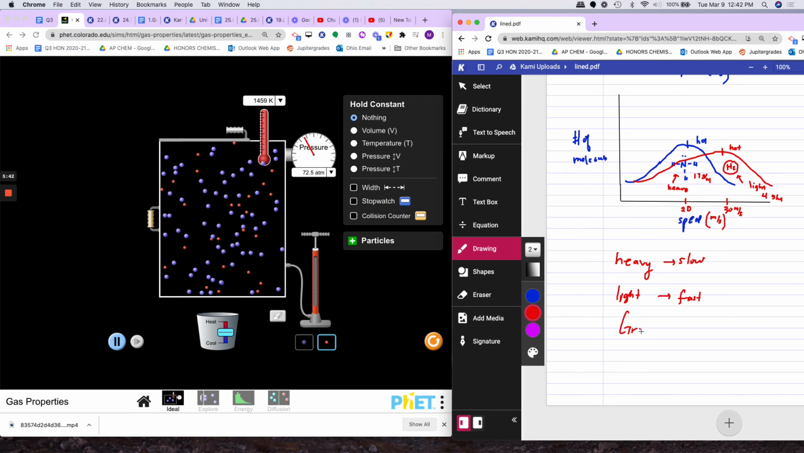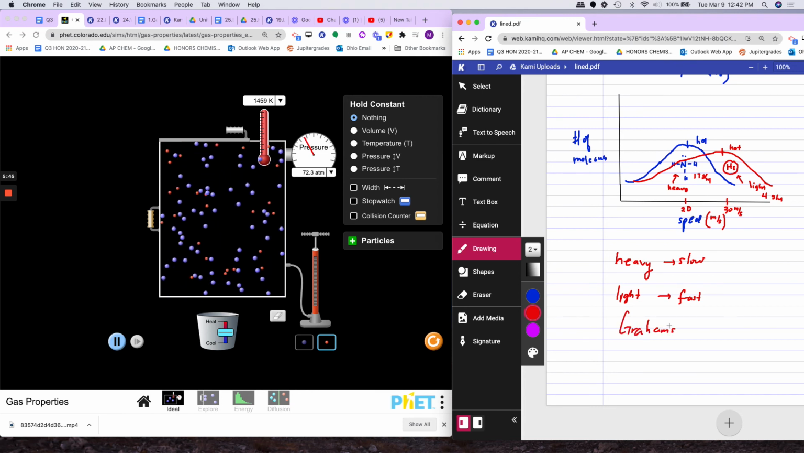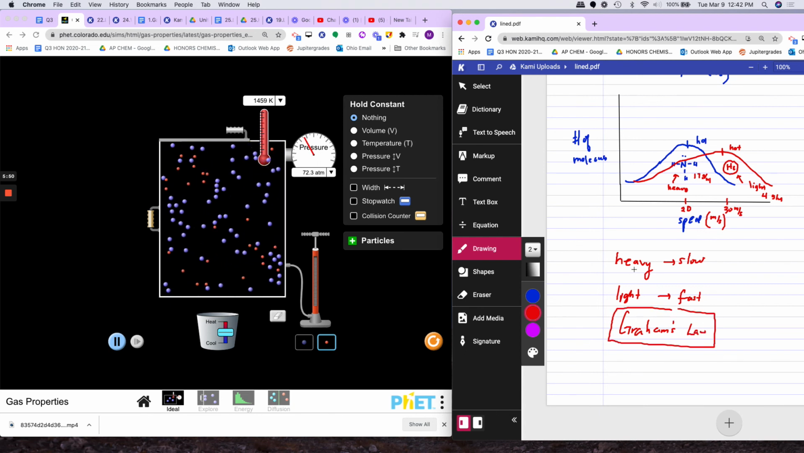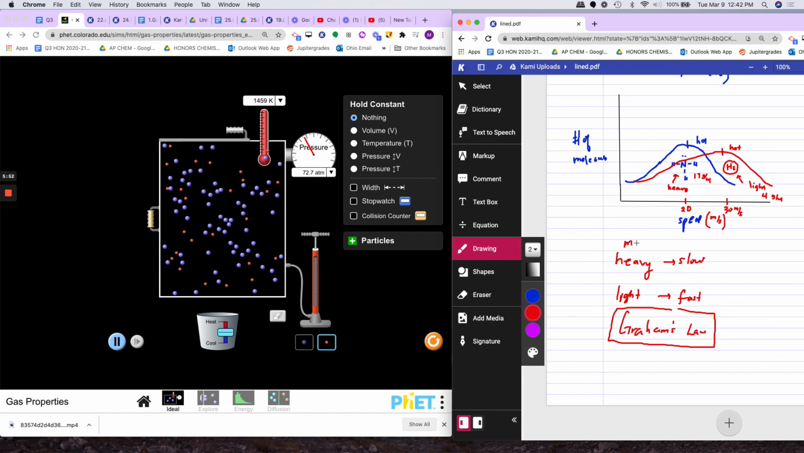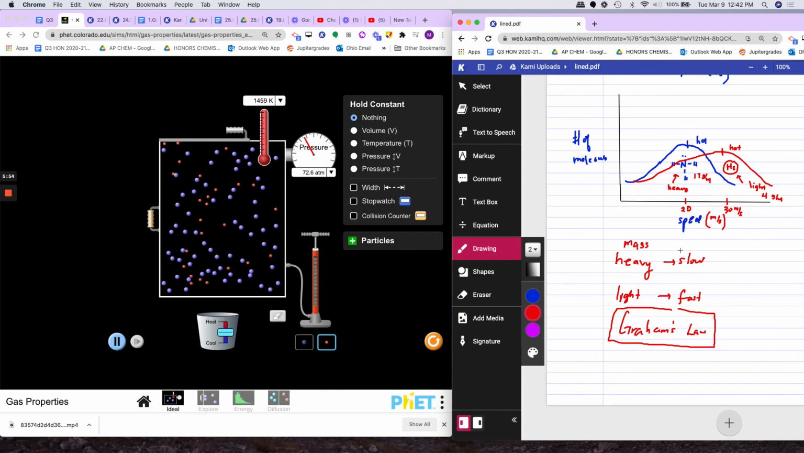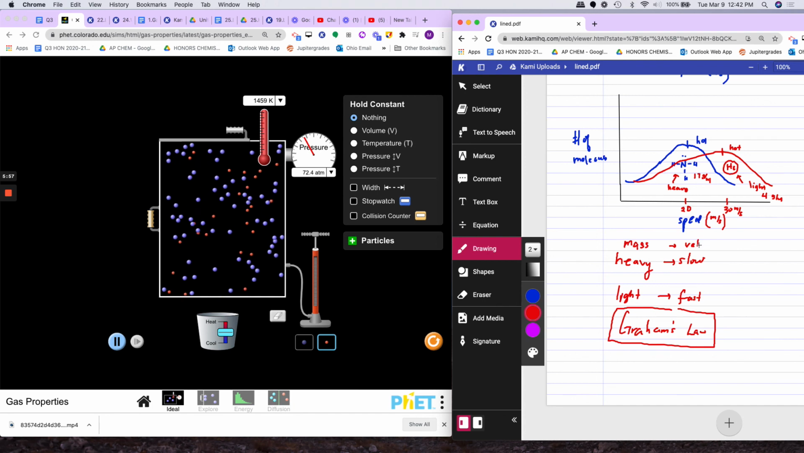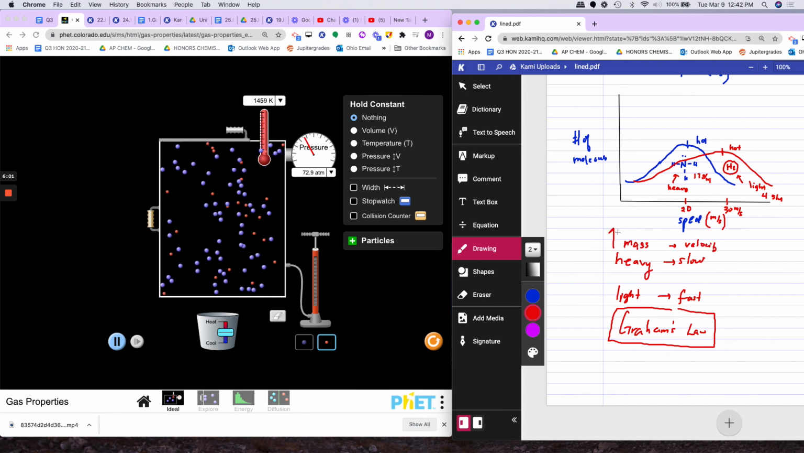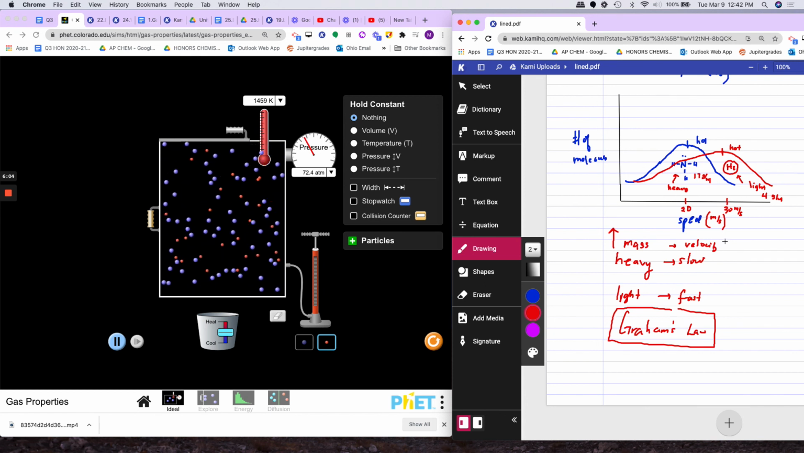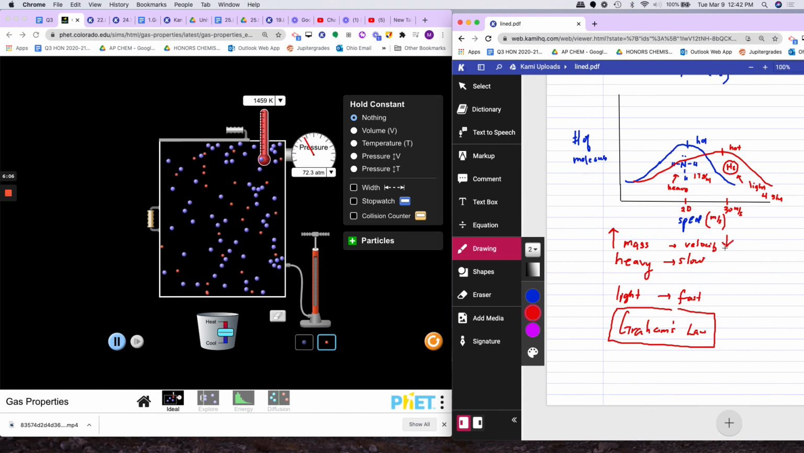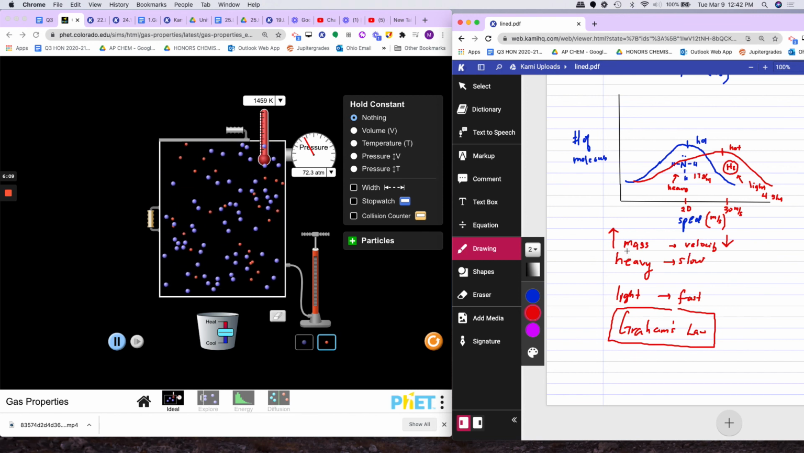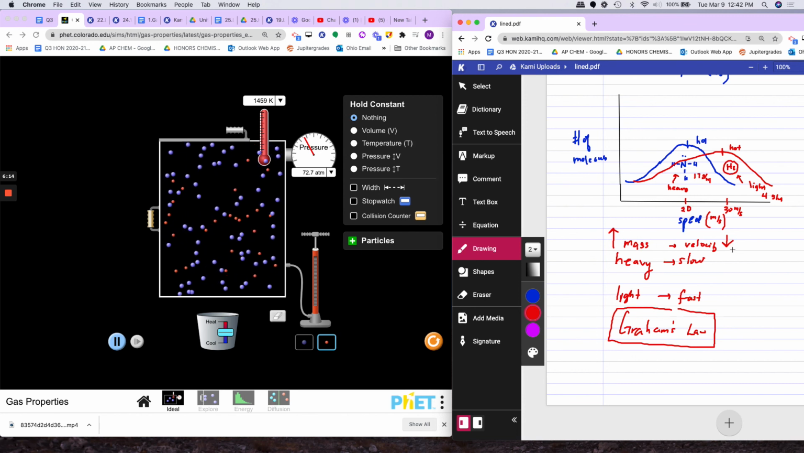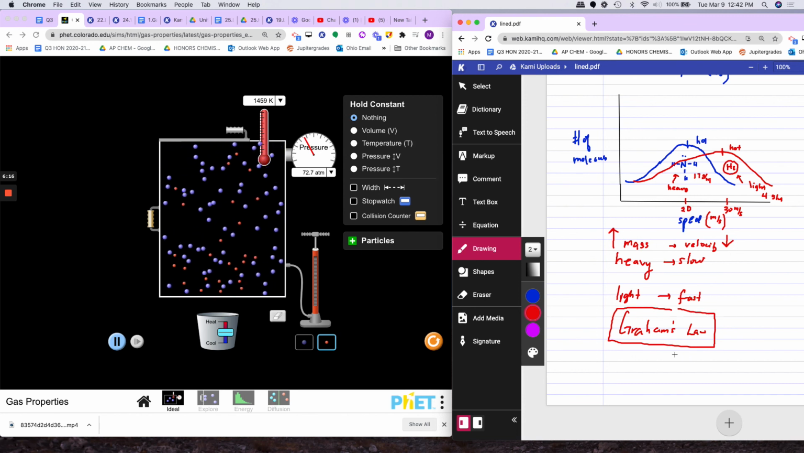Graham's law states that mass is related to the velocity. Specifically, if mass goes up, it's very heavy, it slows down, the velocity goes down. So the relationship is inverse. As mass goes up, the velocity goes down. As it gets heavy, it gets slower. Okay, in the next video, I will derive Graham's law for you.